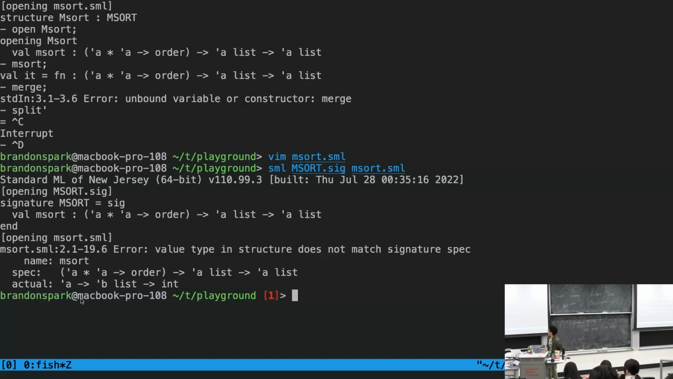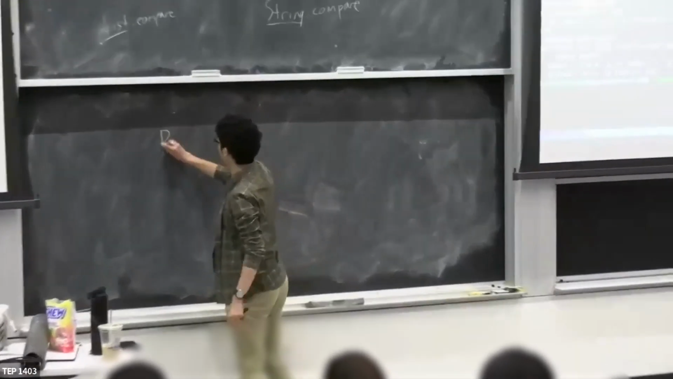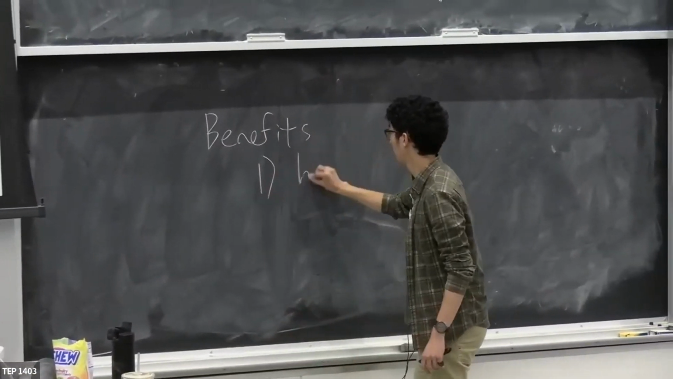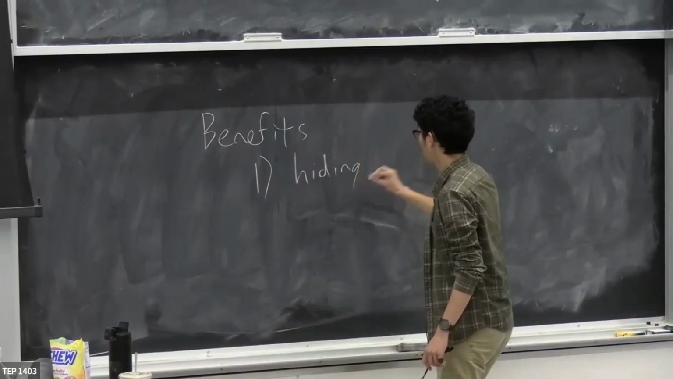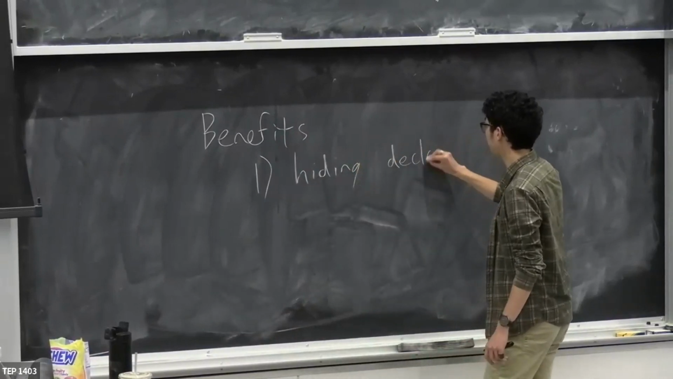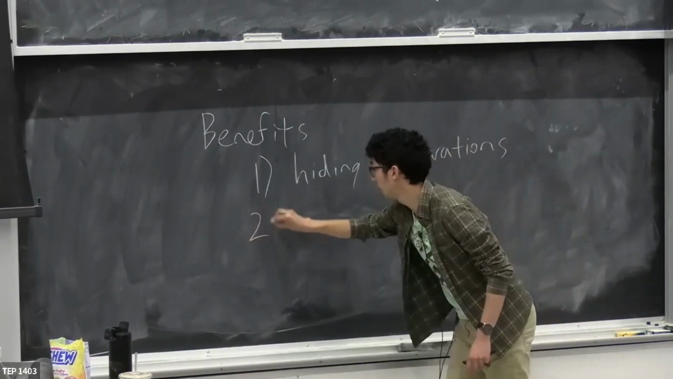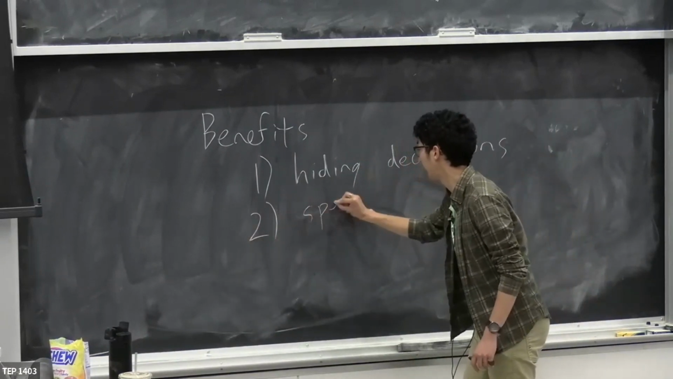So we're checking this with the type of the signature. That's the main thing you should think about. So if I wanted to write it out, I would say the benefits of having signatures are 1, hiding parts of the declarations that we don't care about, like helper functions and etc. And then 2, specifying types.